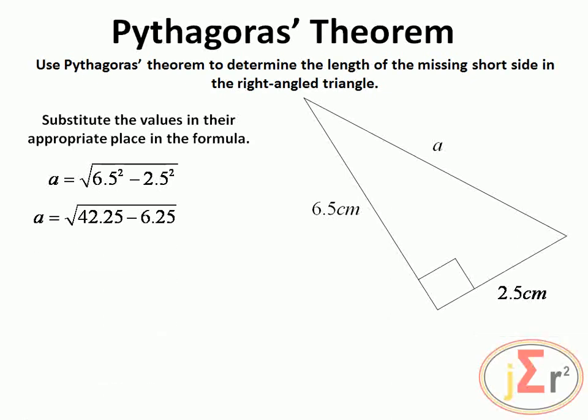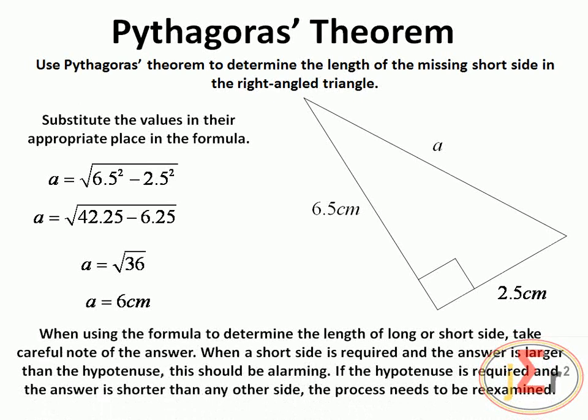So we have this square of 6.5, which is 42.25, and we are going to minus the square of 2.5, which is 6.25. When we subtract that, we get 36. Now we need to determine the square root of 36. We know that from a long time ago. So that's 6 centimeters for side A.